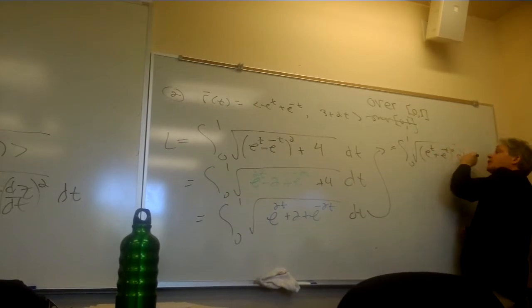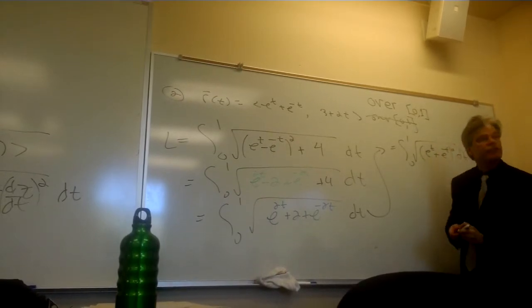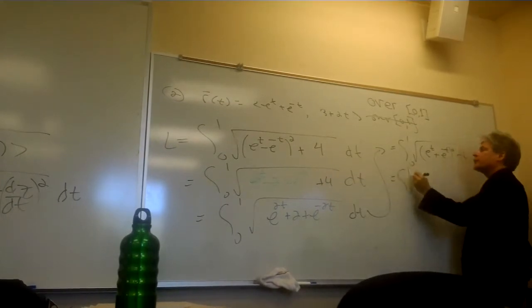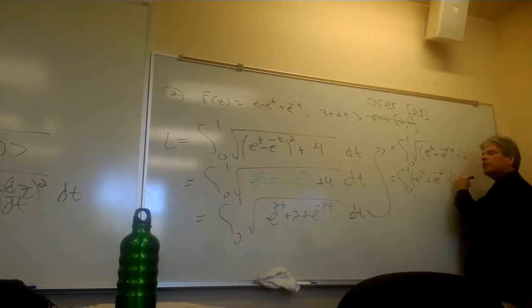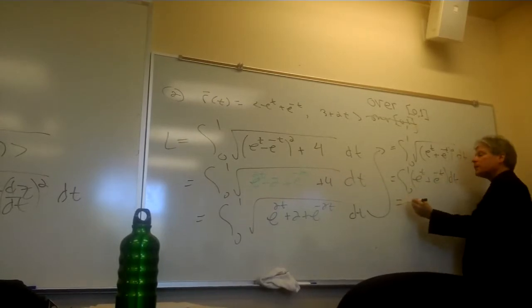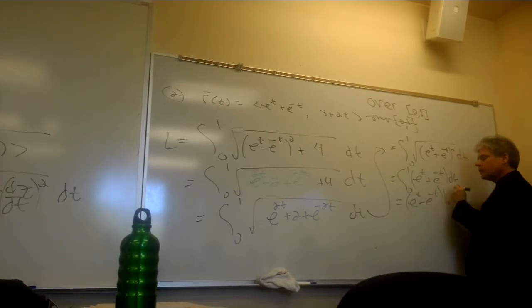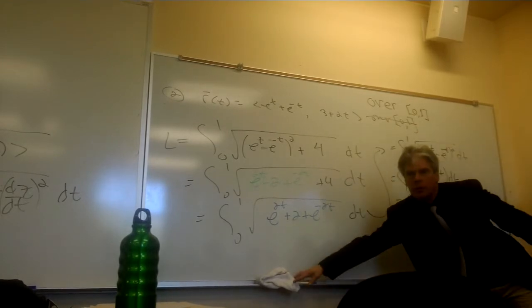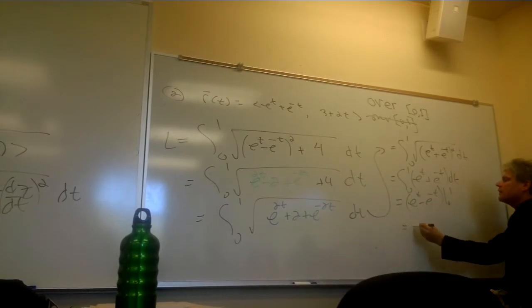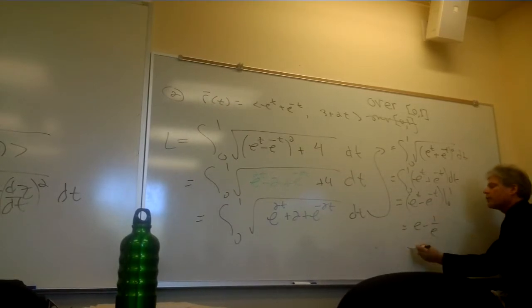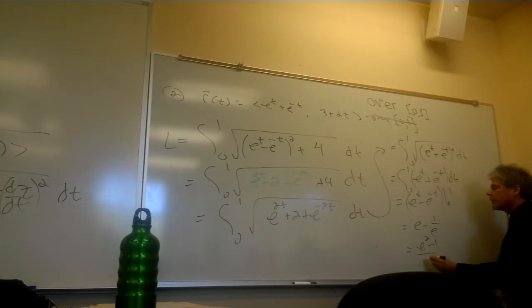Very nice. Now the squaring and the square rooting undo each other, and I'm merely left with the integral from 0 to 1 of e^t + e^(-t). Isn't life a piece of cake? That gives me e^t minus e^(-t) evaluated from 0 to 1. But here too, isn't that merely going to give me (e minus 1) over e? Or would you prefer (e squared minus 1) over e?